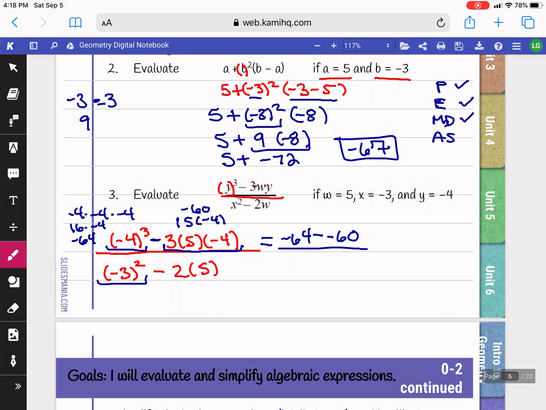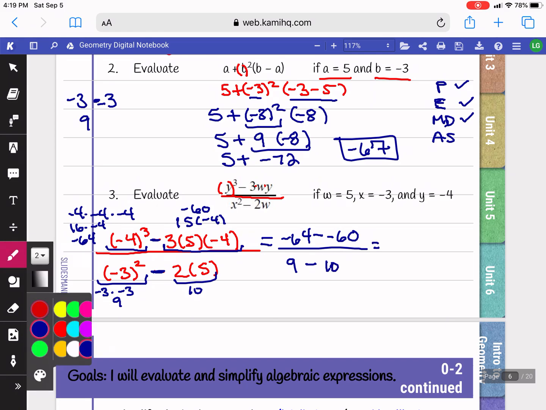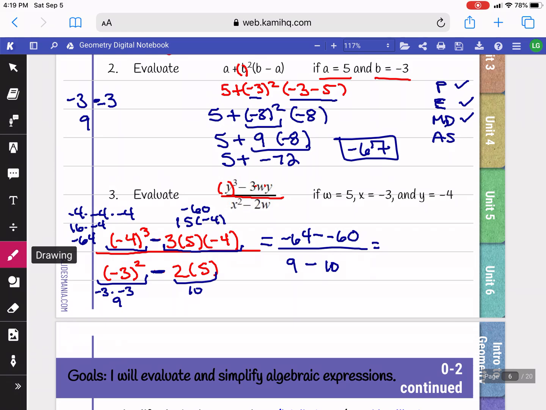On the denominator, negative 3 squared is negative 3 times negative 3, which is 9. Then I'm going to put my minus, and 2 times 5 is 10. Now, if you look at the numerator, remember anytime you have a double negative like this, that actually means you're adding. So negative 64 plus 60 is negative 4. And on the denominator, 9 minus 10 is negative 1. Now that our numerator and denominator are simplified, we can divide. Remember, when you divide, two negatives become positive, and 4 divided by 1 is 4.